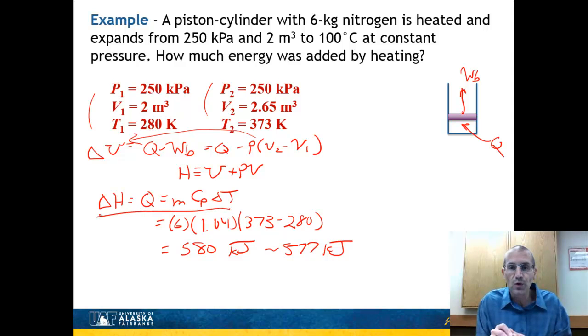So this is a much simpler equation. I didn't go through the process of calculating the boundary work. It was contained right here in that delta H term. And that's the key of using enthalpy, and why it's even defined in thermodynamics, is it makes solving problems much more simple.